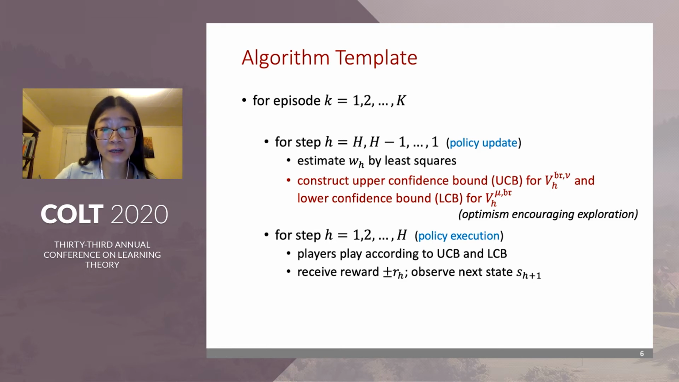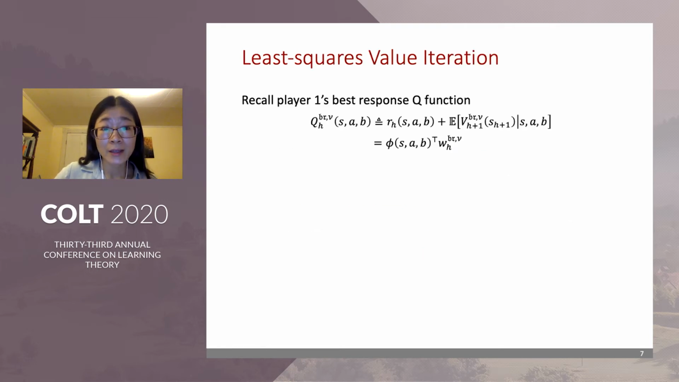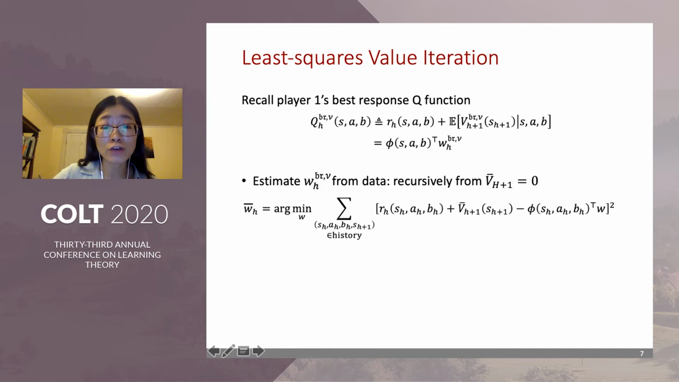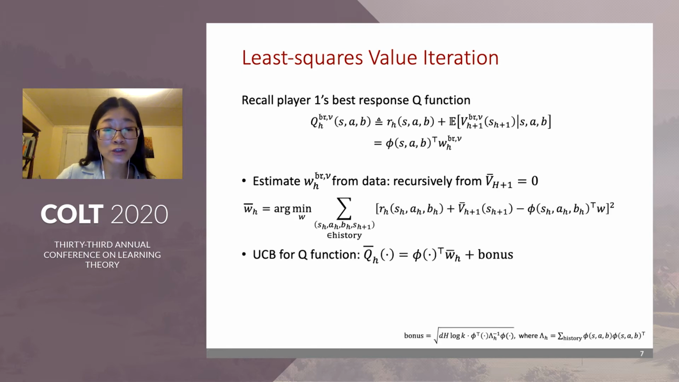Now let's zoom into the details of the policy update step. Recall that the player wants the best response Q function to satisfy the Bellman equation here and be linear in the feature map. So we can estimate the Q function by estimating the coefficients, the w's, from the data. This can be done by approximately solving the Bellman equation using least squares estimation. Then we can construct a UCB for the Q function by adding an appropriate bonus term. Similarly, we can construct the LCB for the best response Q function for player 2.